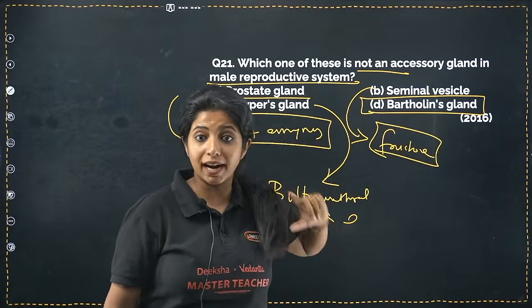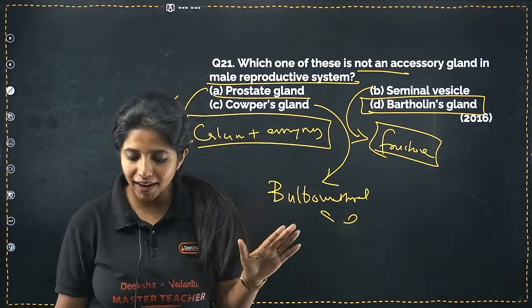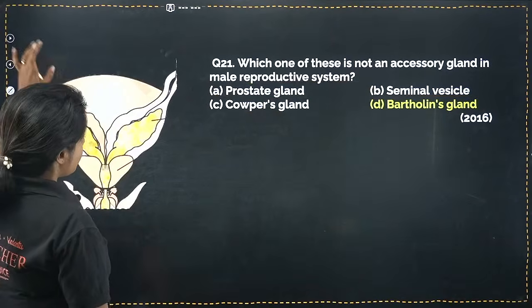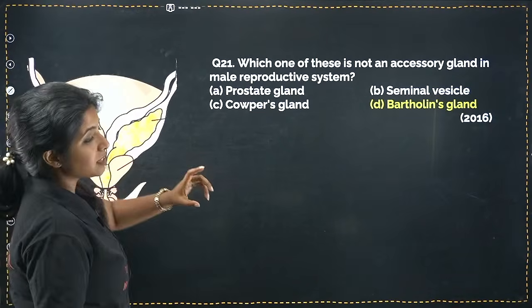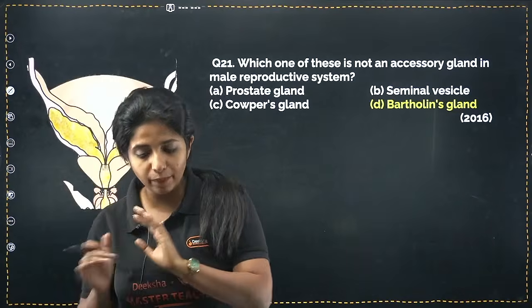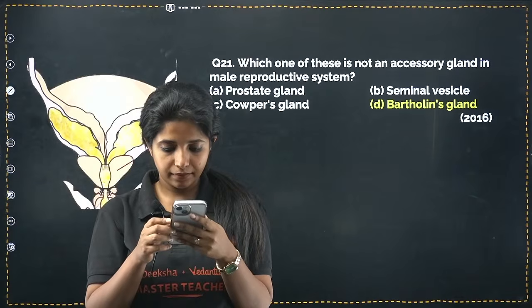What about Bartholin's gland? Bartholin gland is a part of the female reproductive system. It's not there in your NCERT, but listen to me carefully. It is present towards the vagina, and it provides lubrication in the case of the female body. Okay, got it?